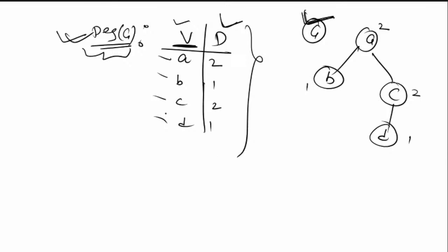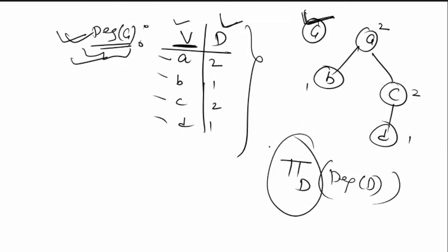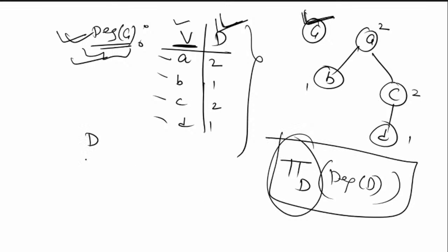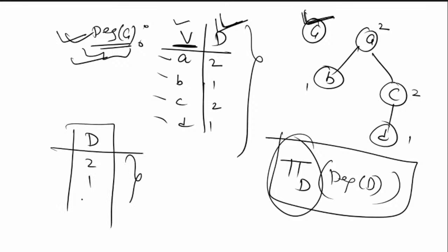Now, on this table he is making a query: pi d of deg of g. From this table, he is projecting this attribute, this column. If you execute this query, what will happen? You will get the result, because you are projecting.